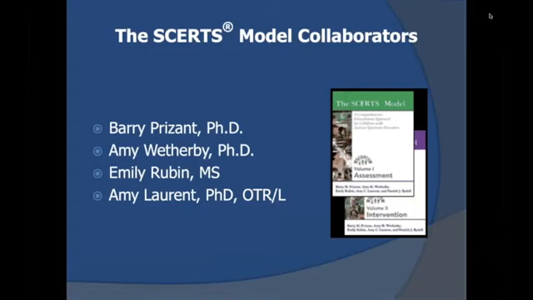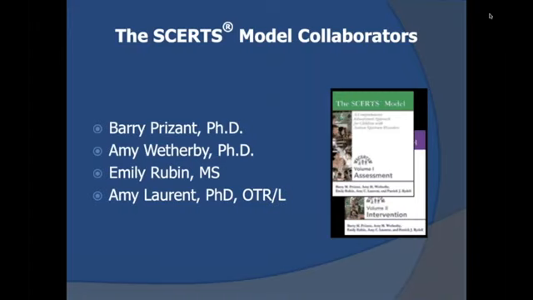I'm actually representing the work of 4 active collaborators on the model, and I will give a really brief introduction of each of them here, just so you have a sense of what SCERTS is and how it developed, because I think the history of SCERTS is really important in understanding the comprehensive nature of it, as well as the transdisciplinary nature of it. So some of you might be familiar with Dr. Barry Prizant. He is the first author on the model, and he's very well known, especially in early communication development for children with autism spectrum disorders.